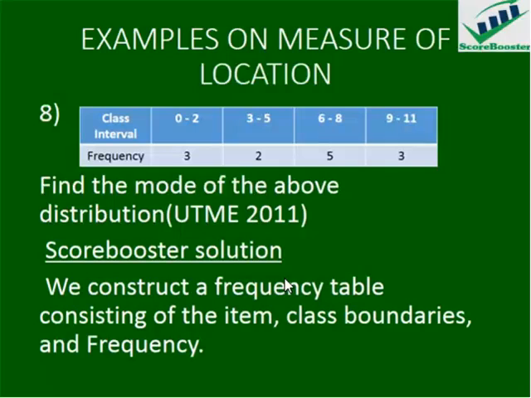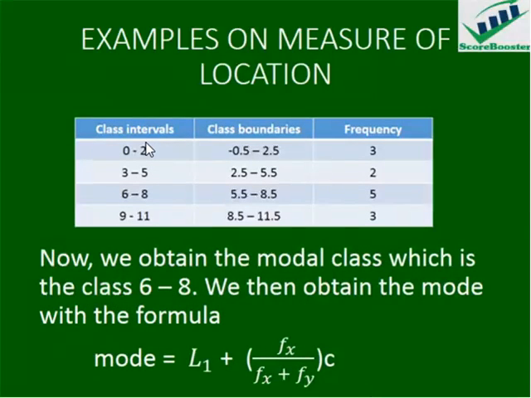For you to obtain the mode of grouped data, the first thing you do is construct a frequency table consisting of the item, the class boundaries, you know how to obtain the class boundary of each class interval, and then the frequency. So now the class interval from 0 to 2, the next one is from 3 to 5, and these are the frequencies. This is the lower class limit. If you are very conversant with tabular representation of grouped and ungrouped data, and also measures of location, you know how to obtain the lower class boundary.